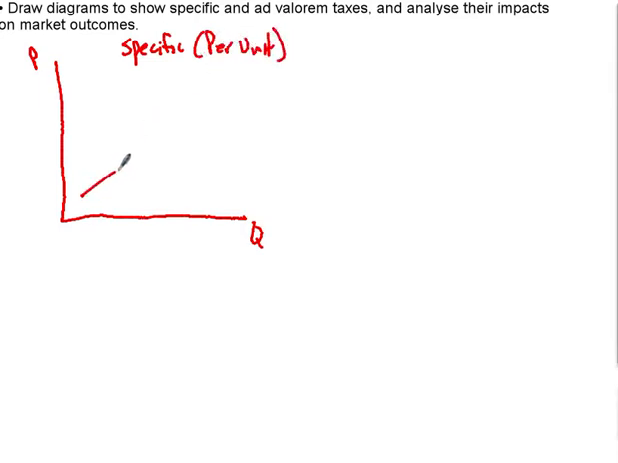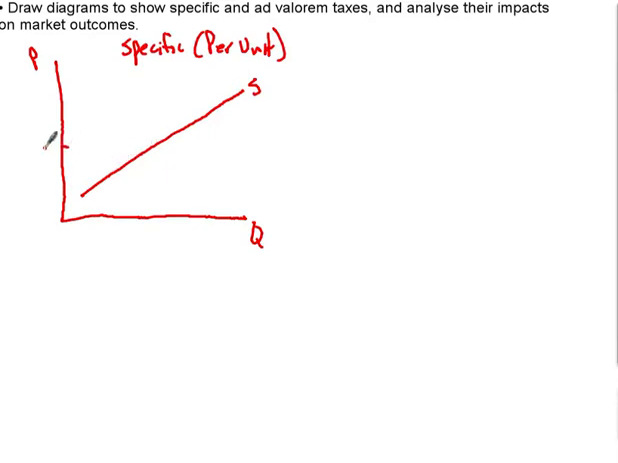And so we know that this is the supply curve, all right? And we'll just draw a demand curve in here. And we know that at this price, that's the quantity, it's the market equilibrium, all right? Well, you know what? Let me not do the demand curve yet. So this is the supply curve.